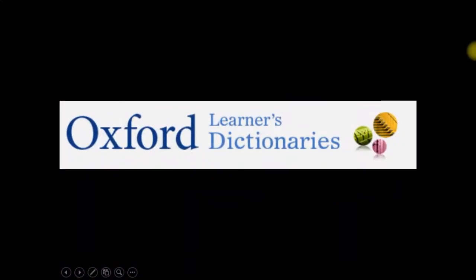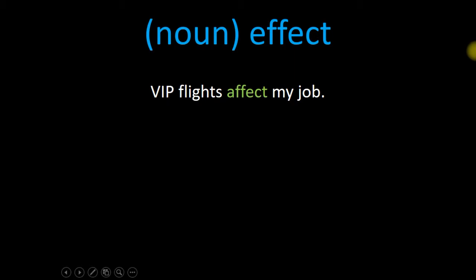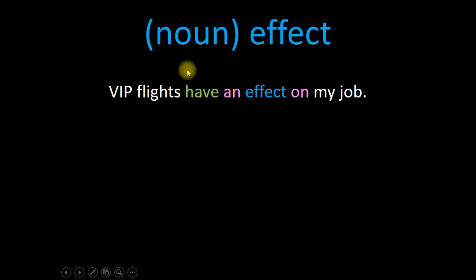And let's look at some similar examples in the field of aviation. Before we said as the verb that VIP flights affect my job. Now if we change this to the noun, VIP flights effect my job, we notice here now there's no verb, right? So we have noun and noun and noun, which we can't use in English. So we have to use the verb have. VIP flights have an effect on my job.